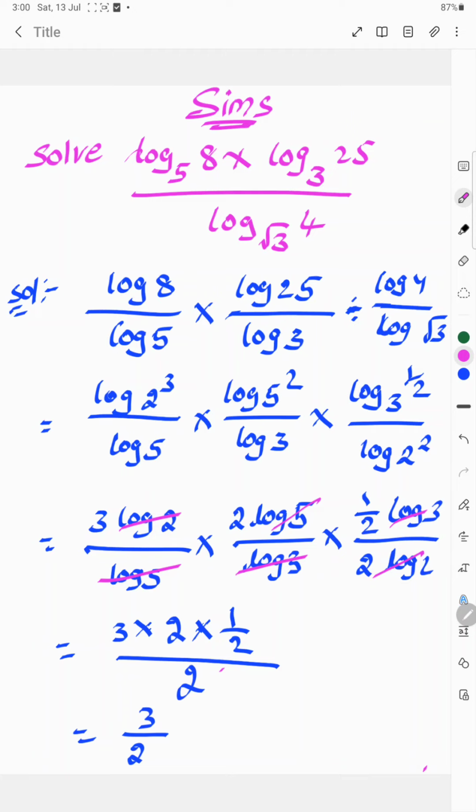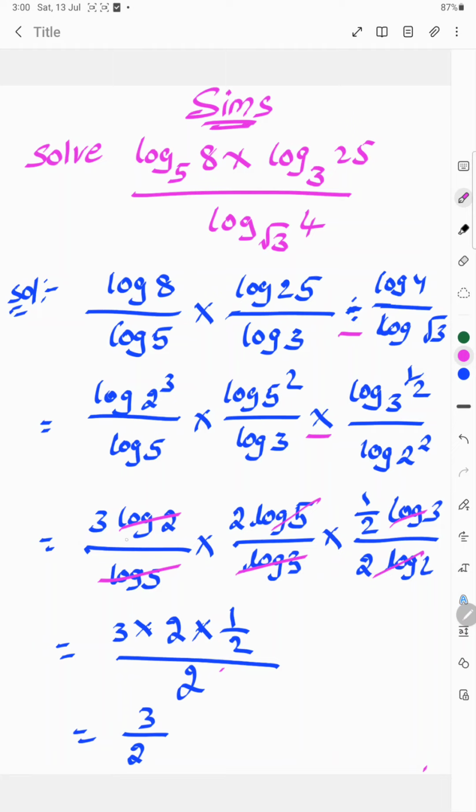So log 8 by log 5 into log 25 by log 3 divided by log 4 by log square root 3. So again, to write in the form of squares or powers: log 2 cube by log 5 into log 5 square by log 3, into, here division changes to multiplication, then the reciprocal of the fraction, that implies log 3 of 1 by 2 by log 2 square.